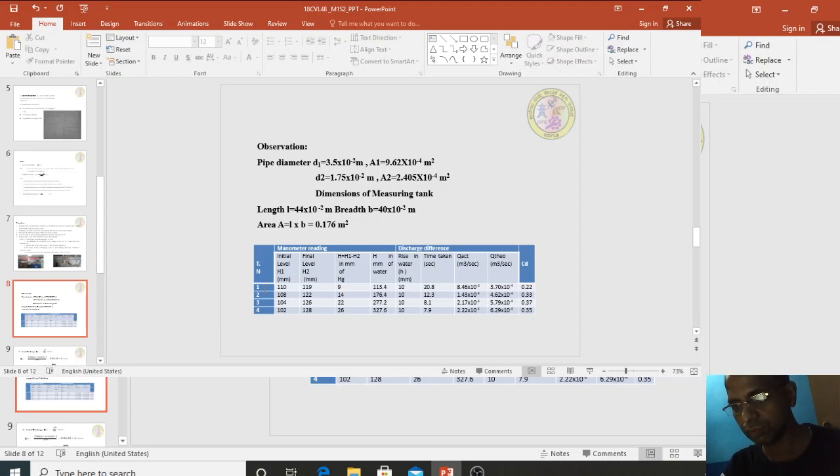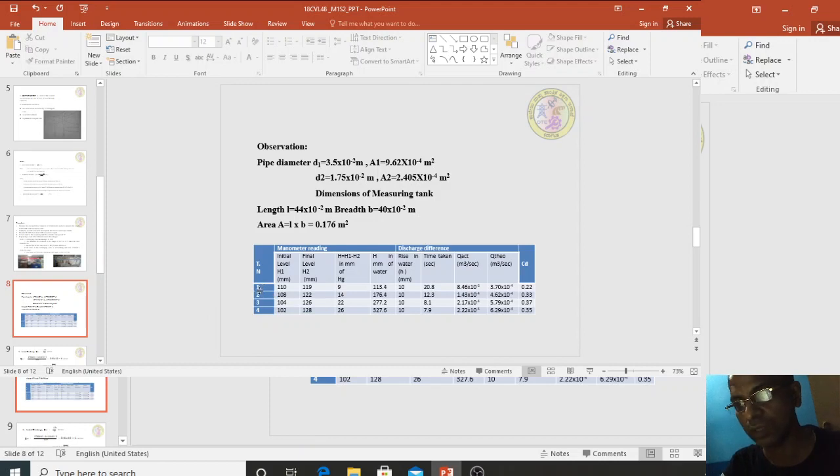Now, the tabular column consists of trial number, manometer reading, that is your mercury, and discharge in your measuring tank readings. In the manometer reading: initial reading, final reading, difference. Then H in mm of water, how much it is. Then rise in the water level and time taken, and Q actual, Q theoretical, and CD. This is standard.